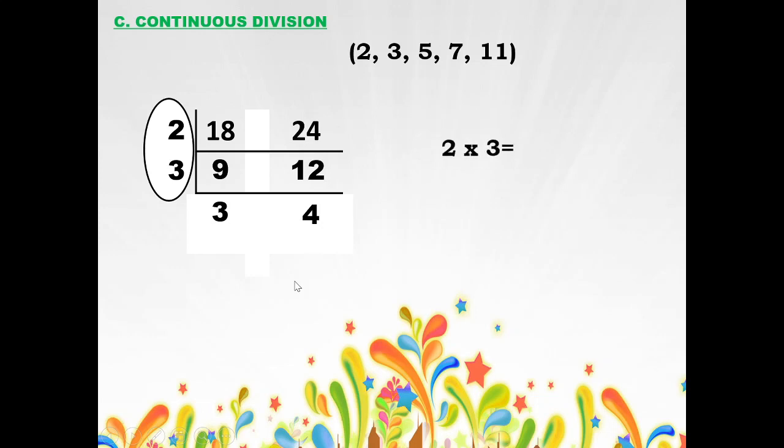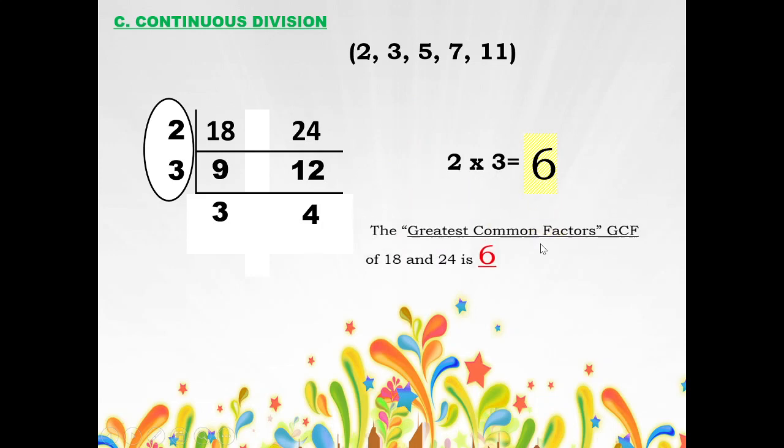Okay? So, itong nasa left or yung ginamit natin as a divisor, kukunin natin yung dalawang yan. So, ito yan, 2 times 3. Imumultiply natin yung dalawang yan. So, the answer is 6. As you can see, 2 times 3 is equal to 6. So, the GCF or the greatest common factors of 18 and 24 using the continuous division is 6.